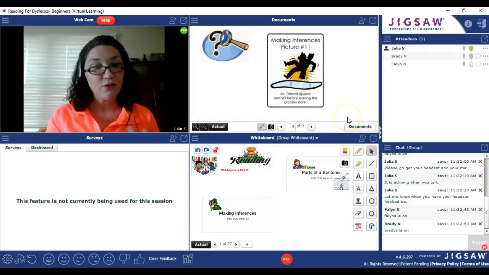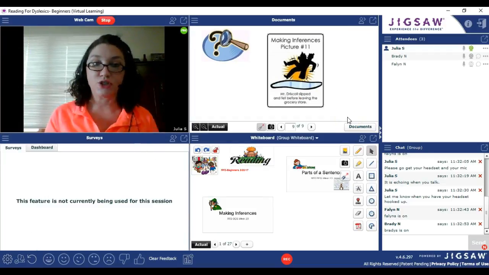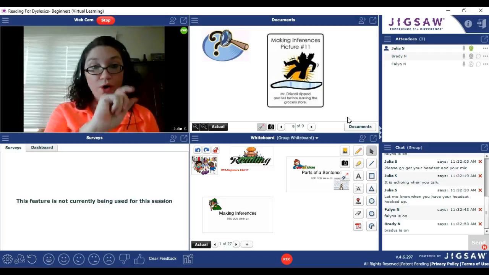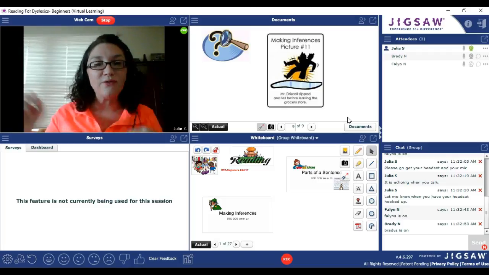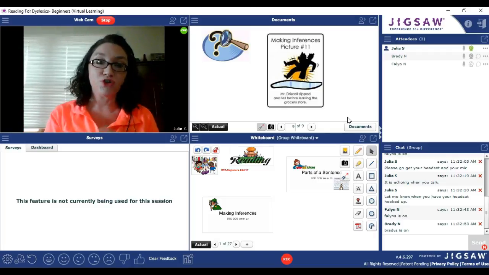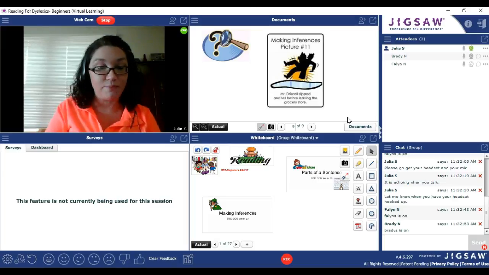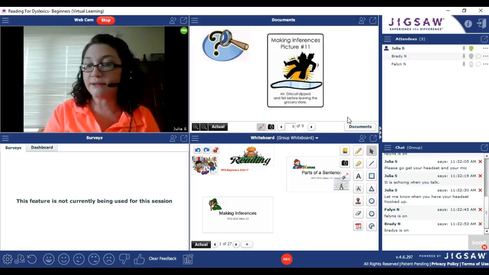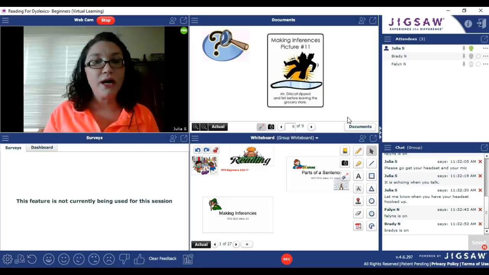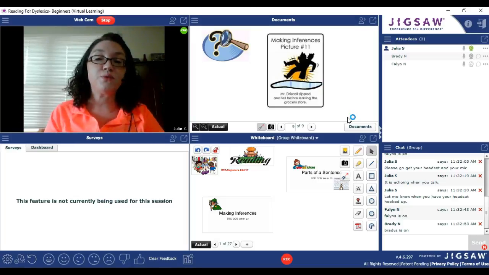So when you make inferences, you're just making guesses. You take a look at the picture or what's written in the story, and then you apply what you already know. So we know that if there's water, then water can sometimes be slippery. We already know that. And we can make that guess that that is why he slipped, because there's water on the floor, right? So we're going to do an inference game this week and an inference video.